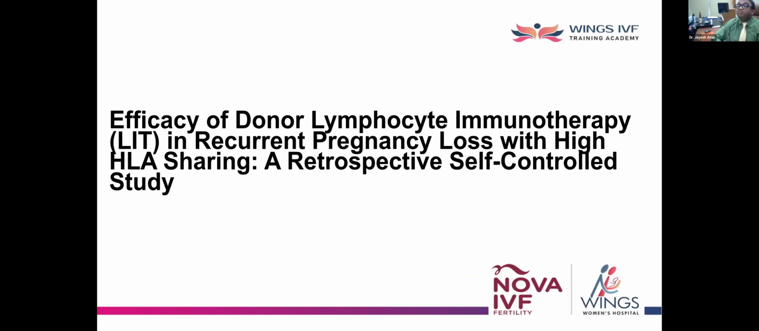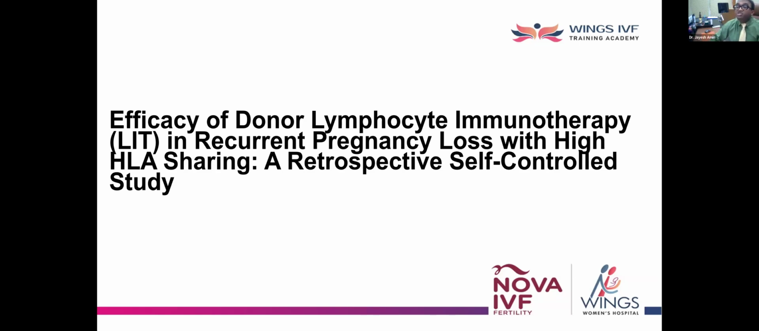And this is what I submitted, one more paper on donor lymphocyte. I believe in donor lymphocyte. I don't believe in husband lymphocyte therapy. Husband lymphocyte therapy is indicated in less than 1%, only when there is an unexplained RPL and no cause is found. Donor LIT is indicated in only 1 to 2%. You will not have more than 2 or 3% of patients with sharing in the group of unexplained RIF or unexplained RPL.